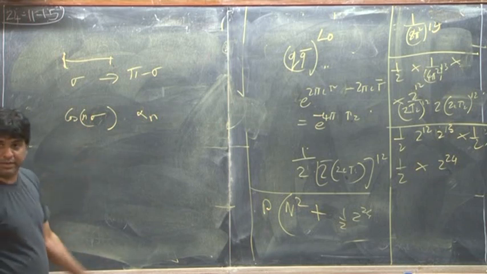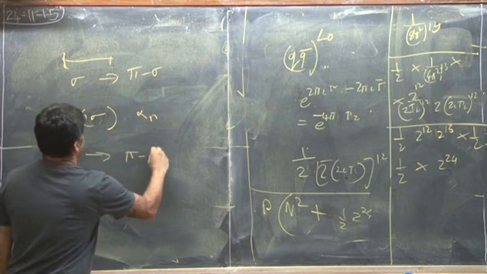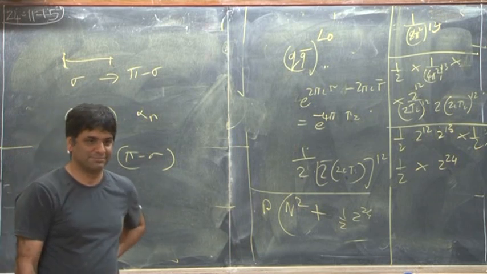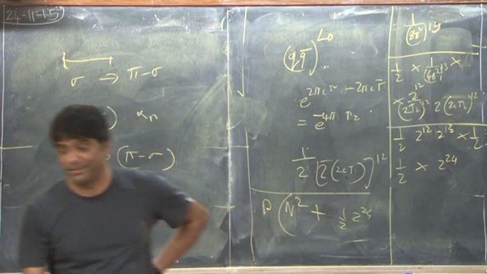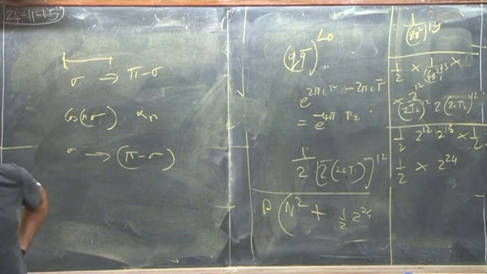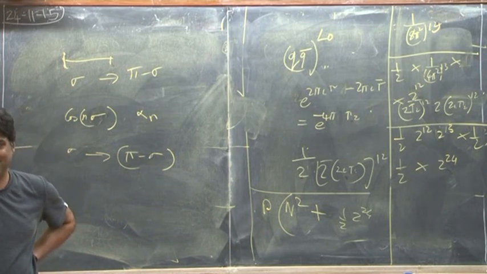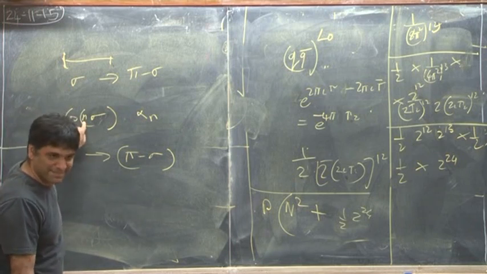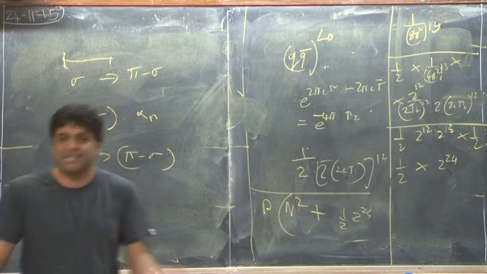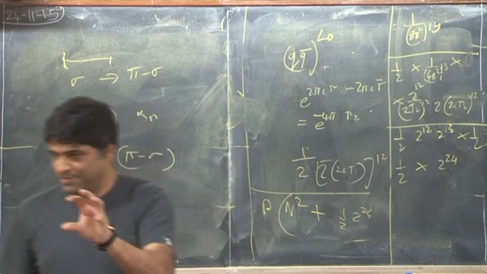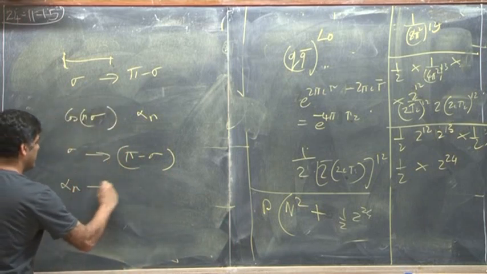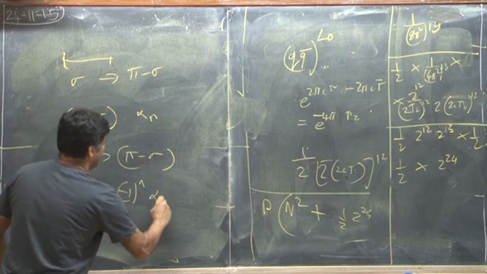Now what happens to this mode if we use sigma goes to pi minus sigma? So what's cos of pi minus sigma? Minus cos sigma. What's cos of 2 times pi minus sigma? It's the same as cos of 2 sigma. Basically what this does is take alpha n goes to minus 1 to the n alpha n.